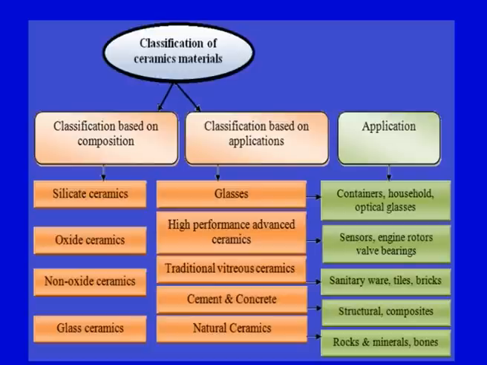Classification based on composition: we can have silicate ceramics, oxide ceramics, non-oxide ceramics and glass ceramics. We have seen examples of all four types. Classification based on applications: we can have glasses, high performance advanced ceramics, traditional vitreous ceramics, cement and concrete, and natural ceramics, and we have seen examples in each and every case.